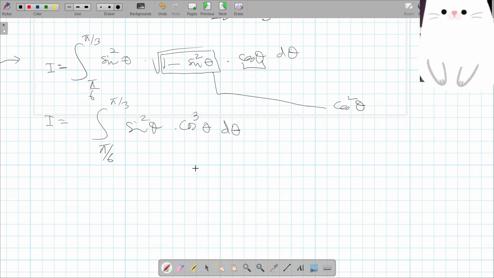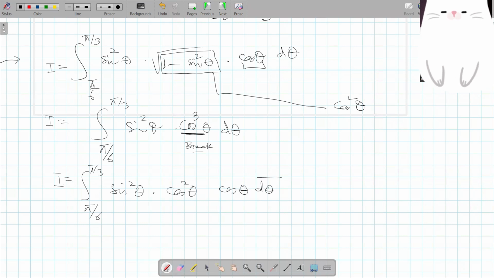Whenever there is an odd power, you give one cos theta to d theta. This will make your life easy. Just break this. Sine squared theta stays the same, cos squared theta stays the same. Just give one cos theta to d theta.